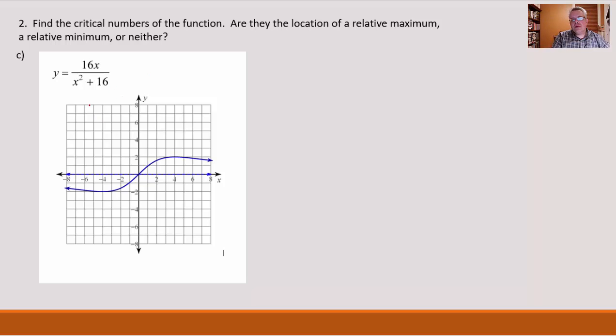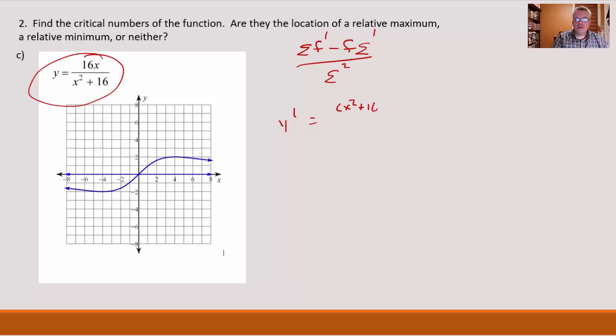Okay, so this one's a little trickier, only because the function's more complicated. We need the quotient rule. So remember, the quotient rule is gf prime minus fg prime over g squared. So y prime is going to be g times f prime minus f times g prime over g squared.